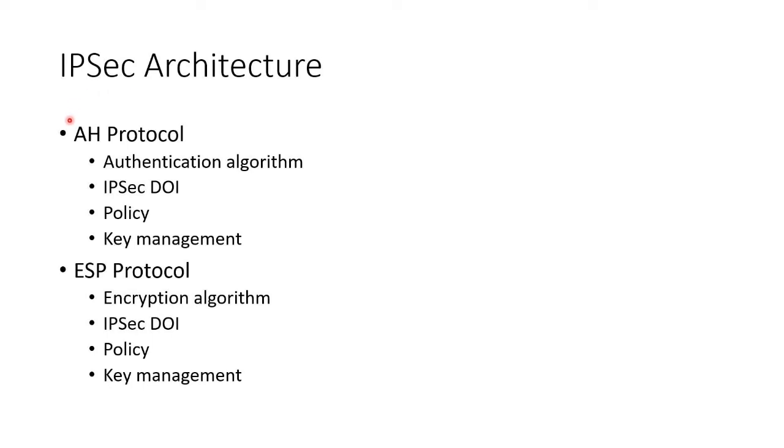IPsec has basically two main protocols. There's authentication header and encapsulated security payload. Authentication header's job is to digitally sign the IP header. That's its job. Encapsulating security payload is to digitally sign the payload and then also encrypt it. So AH alone only does signatures. ESP does both signatures and encryption.